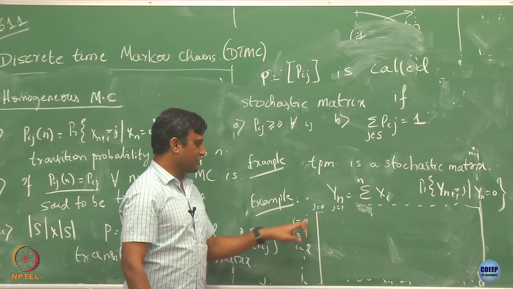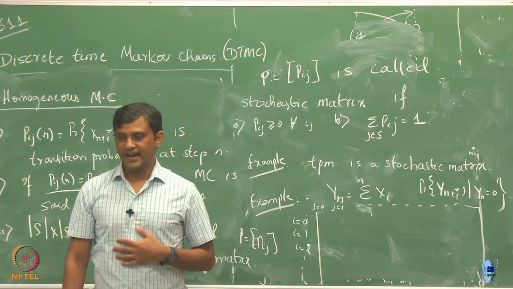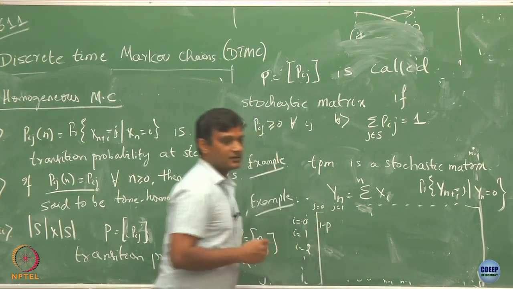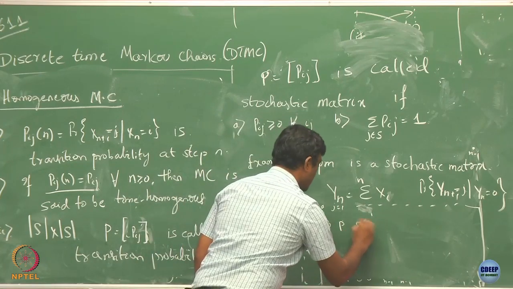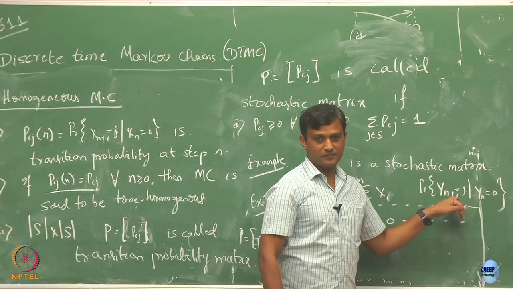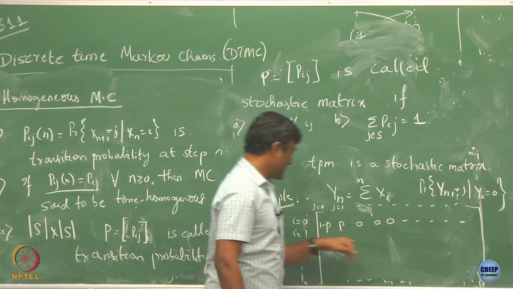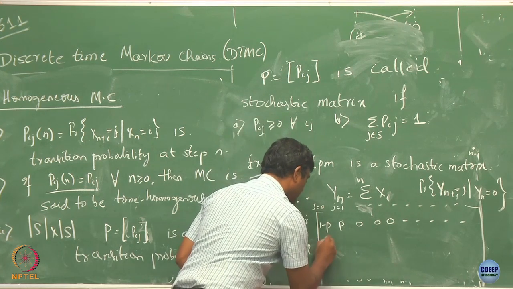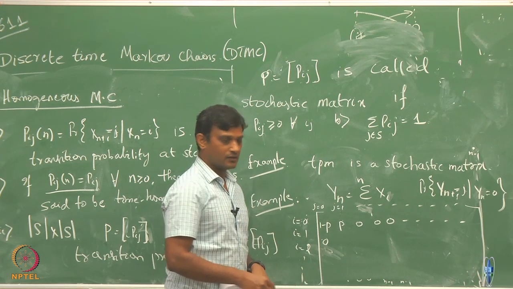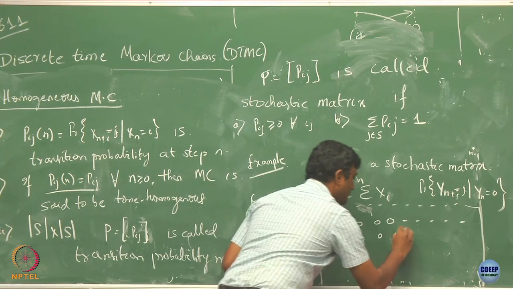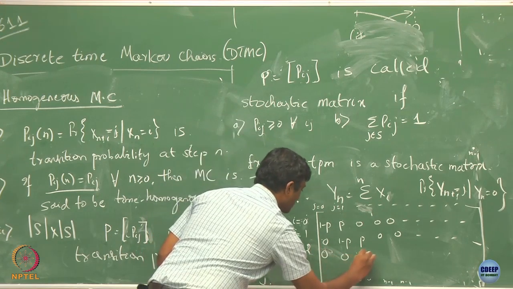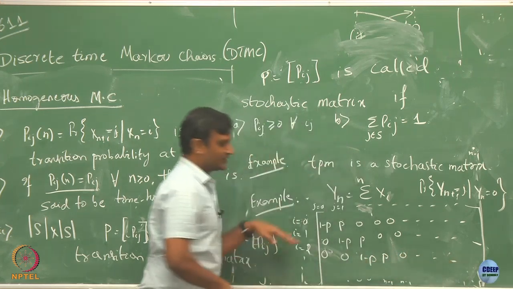Let us say what does this 0, 0 entry correspond to, what is this probability? It is the probability to remain at 0. And what are the other elements going to be? They are going to be 0. Now let us come here. If i is 1, can Y n plus 1 be 0? So what is this probability then? And if i equals 1, what is the probability that j is 1 again? 1 minus p, and this is going to be p. Now if I take i equals 2, what is this value going to be? 0, 0, 1.